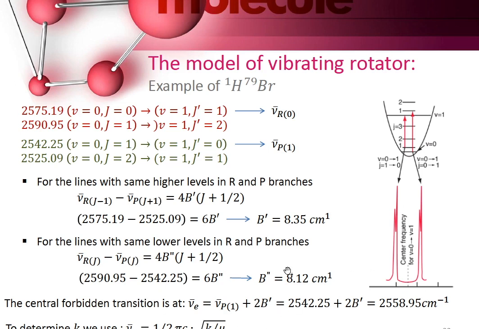Plus 2B prime, so we have B prime, and we get this spectral line, this frequency basically, or wave number, is 1 over 2 pi radical K over mu, which is the frequency, over c. This gives the wave number.